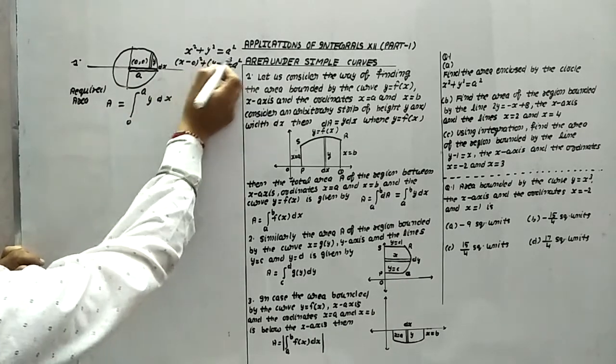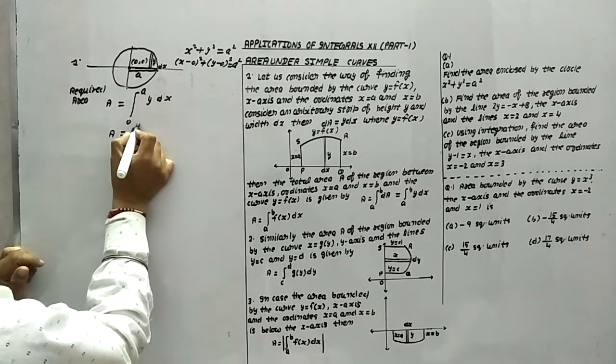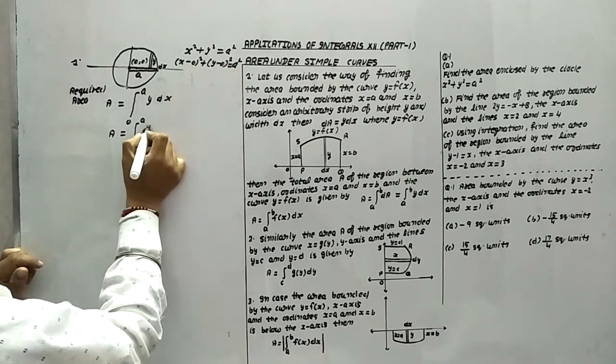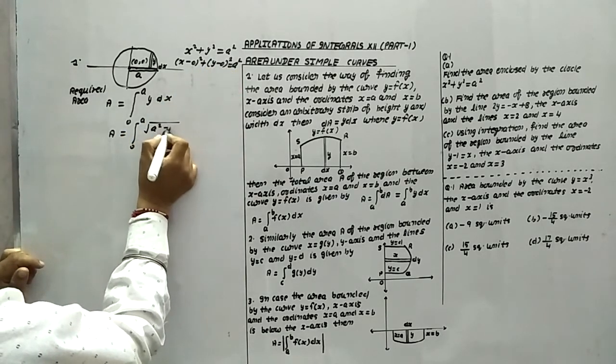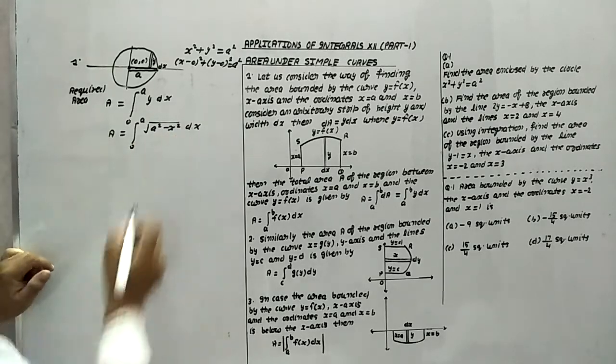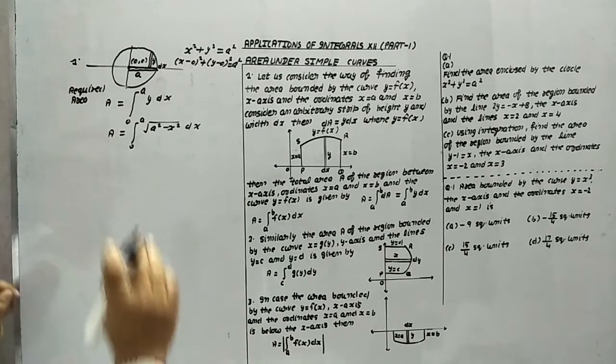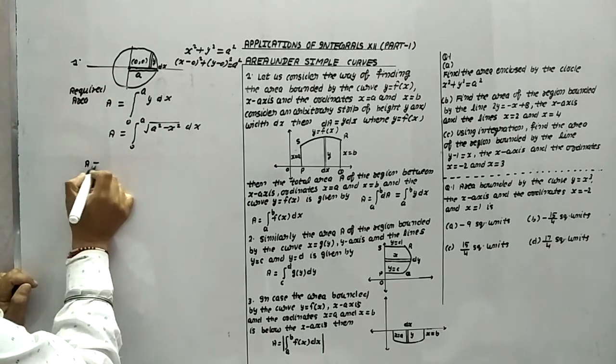Now from the given equation we will put the value of y. It means integral from 0 to a of y, where y is the square root of a square minus x square, dx. We are taking the positive value of y only because we are in the first quadrant. Now first of all we will take the integration.